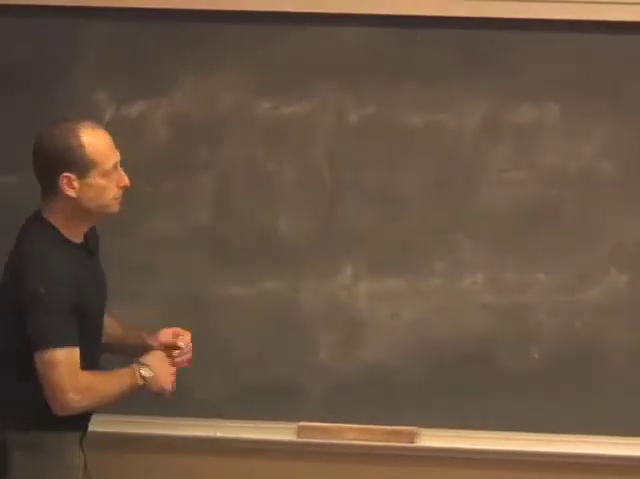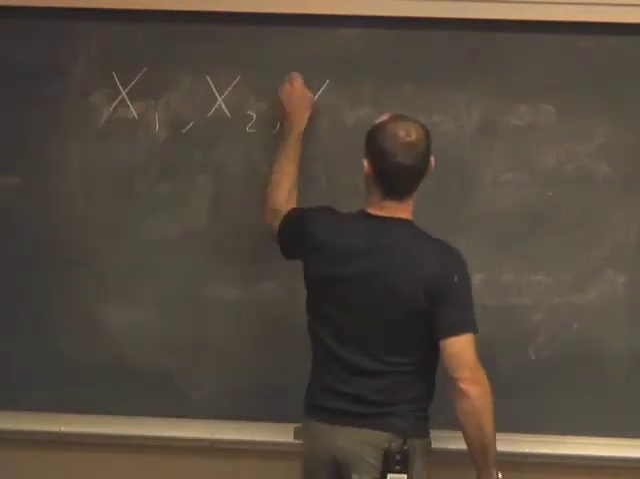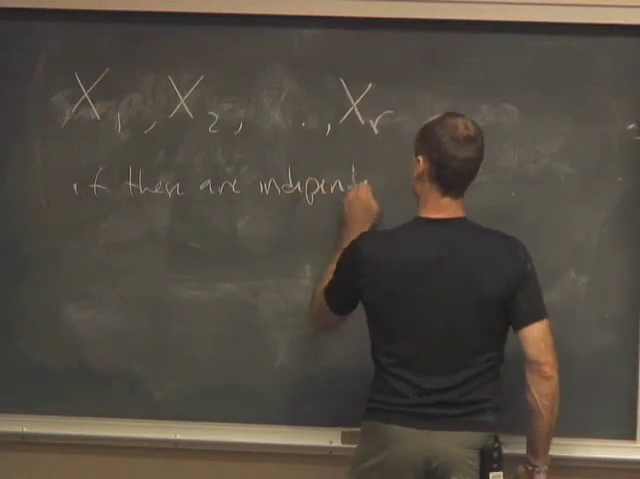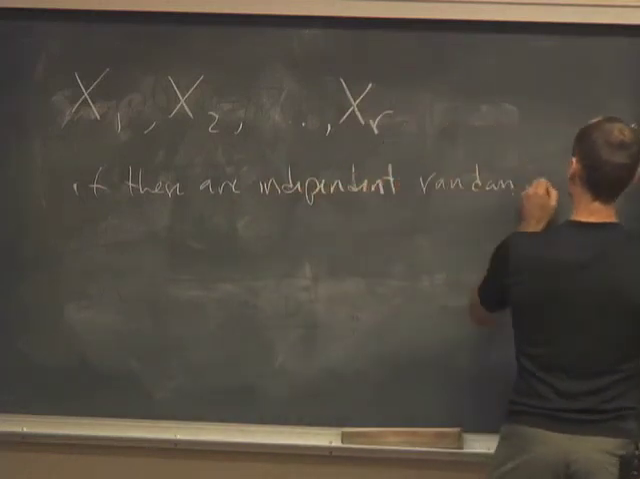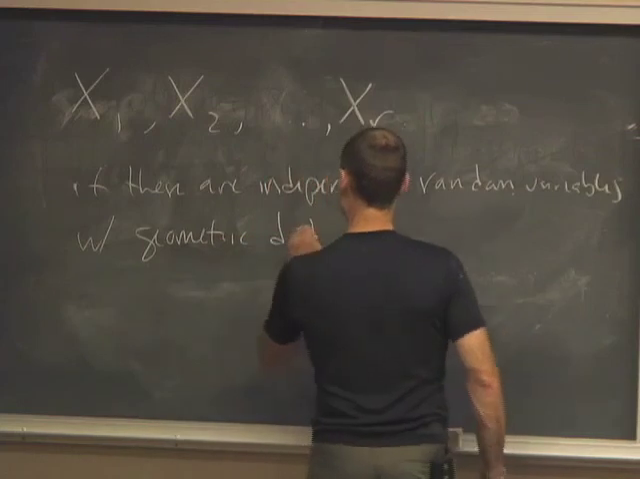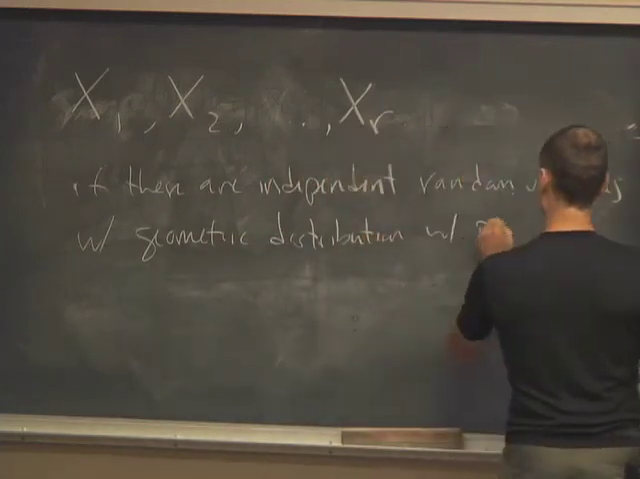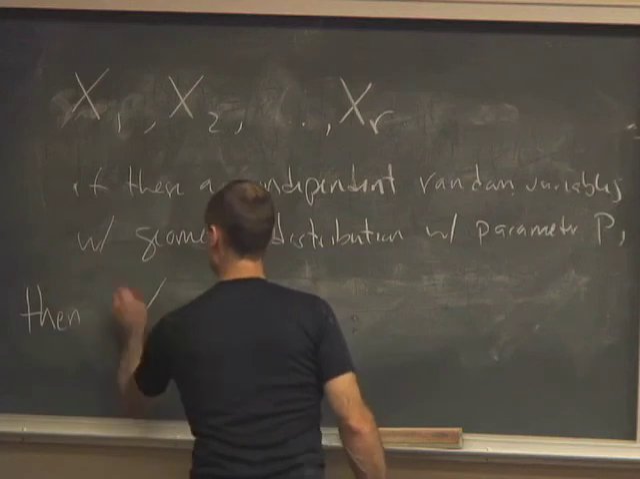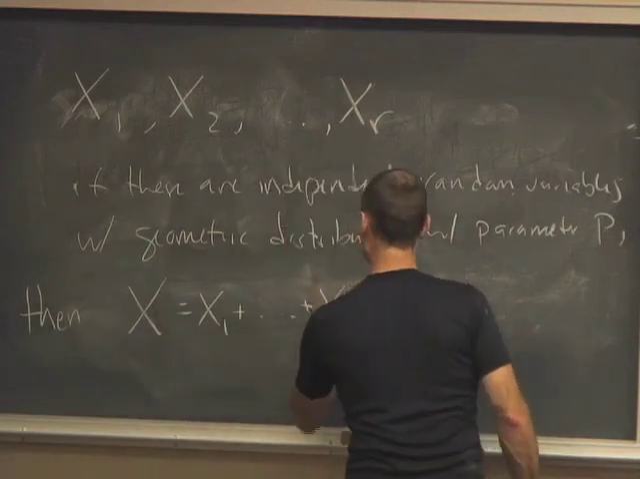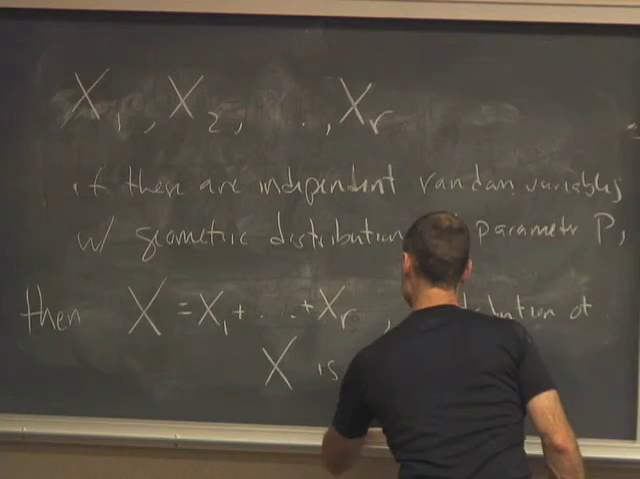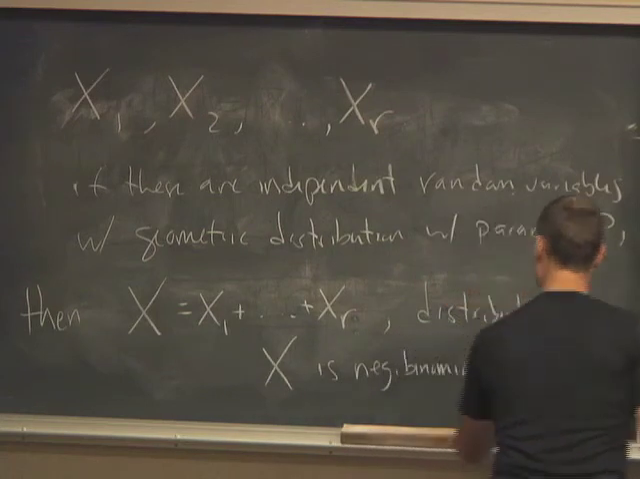So if we have X1, X2, and so forth on up to Xr, if these are all independent random variables with the geometric distribution with parameter p, then if we define X to be X1 plus through Xr, the distribution of X is negative binomial with parameters r and p.